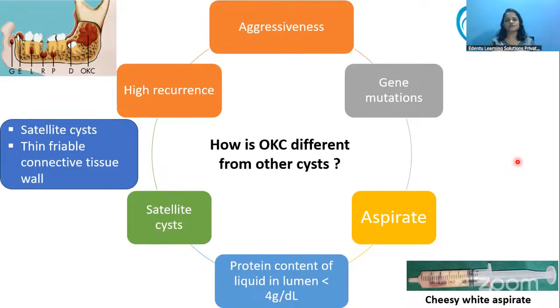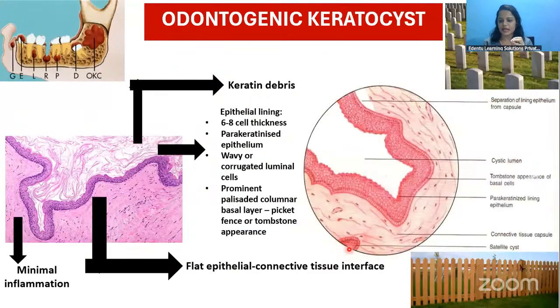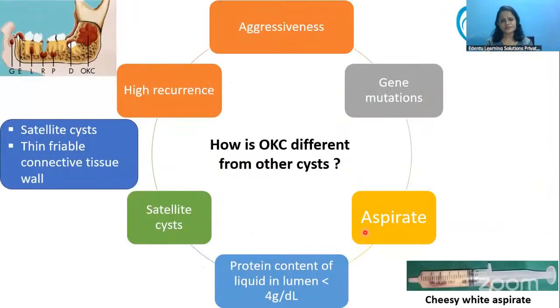That is for reducing this recurrence, but still in some cases, OKC seems to recur in those same sites again and again. This high recurrence rate may be attributed to the presence of satellite cysts in the connective tissue. If you look at the connective tissue of this OKC, you will be able to see small cyst-like areas like this. These are the satellite cysts or the daughter cysts. These daughter cysts are responsible for the high recurrence rate of the cyst.